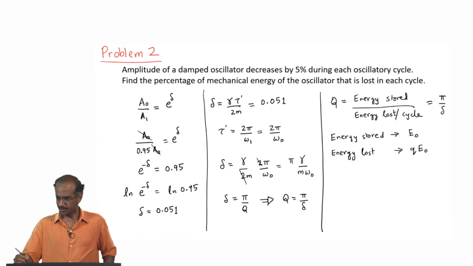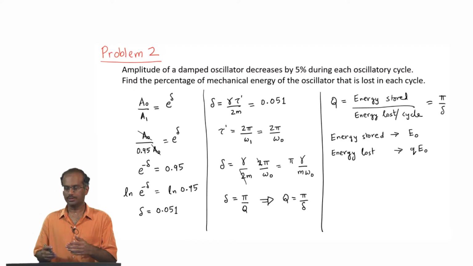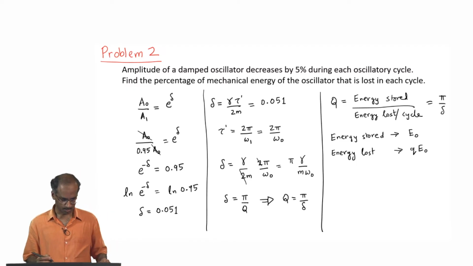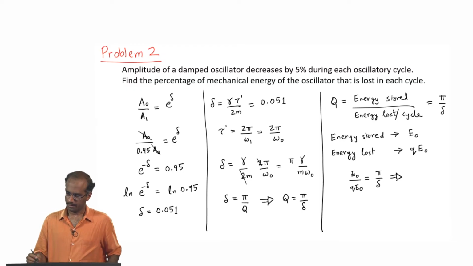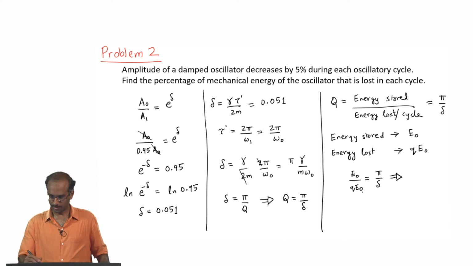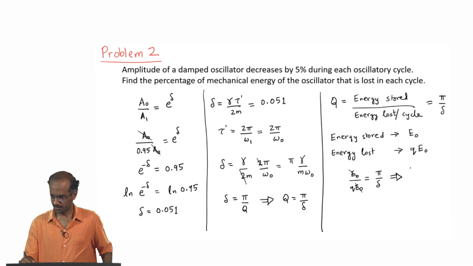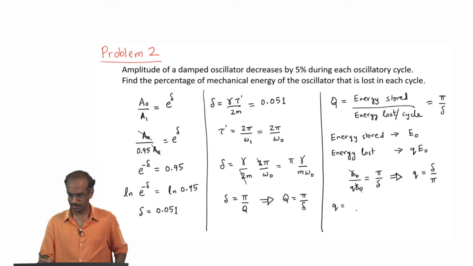So, with this in place, all I need to do is plug these two, E0 and q times E0, into this equation. If I do that, I am going to get the following. This will imply that E0 and E0 will cancel out, and it tells me that q is equal to delta by pi. If I substitute the value for delta, I can find out the value of q.